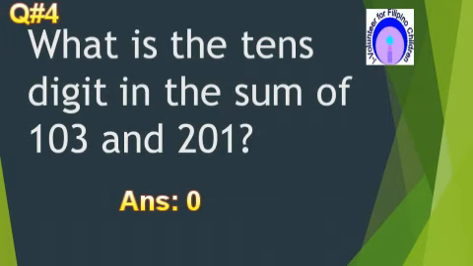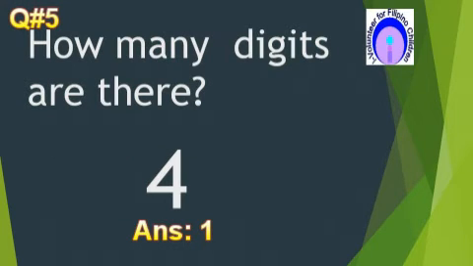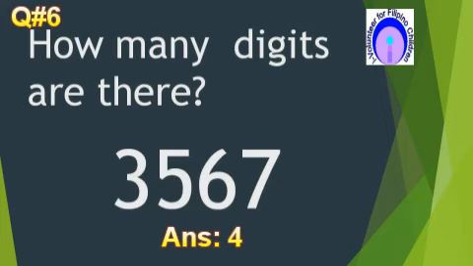Question number 4. What is the tens digit in the sum of 103 and 201? The answer is 0. Number 5. How many digits are there in number 4? The answer is 1. Question number 6. How many digits are there in 3,567? The answer is 4.